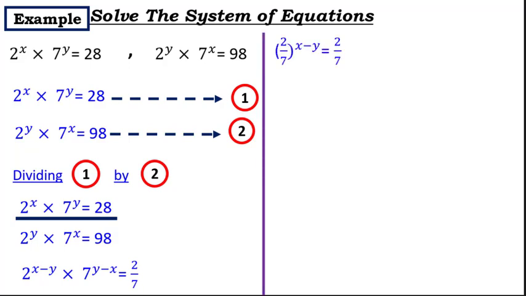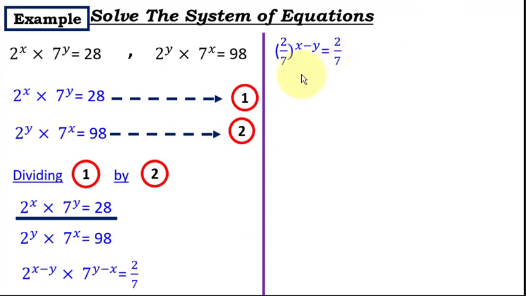We can write 7 raised to the power y minus x as 1 over 7 raised to the power x minus y. Now we can write 2 over 7 raised to the power x minus y equals 2 over 7. Why? Just move 7 down to be with the negative power, so we will get 2 raised to the power x minus y times 1 over 7 raised to the power x minus y. We can write it as 2 over 7 raised to the power x minus y, because we have a common exponent, equals 2 over 7.